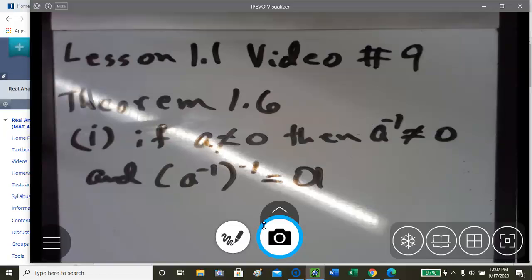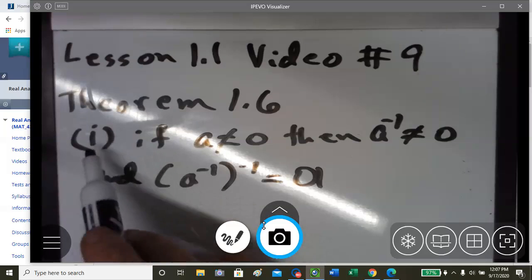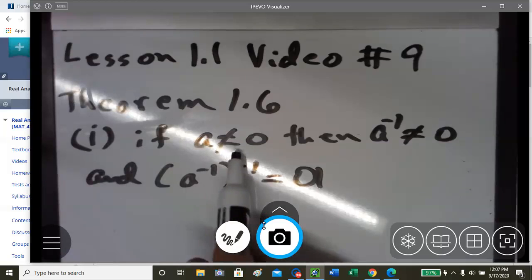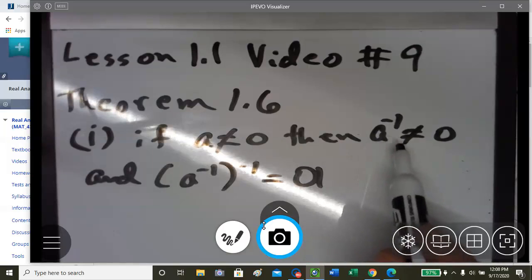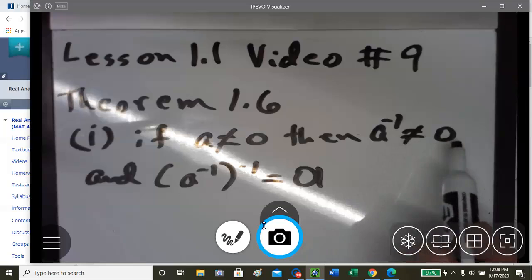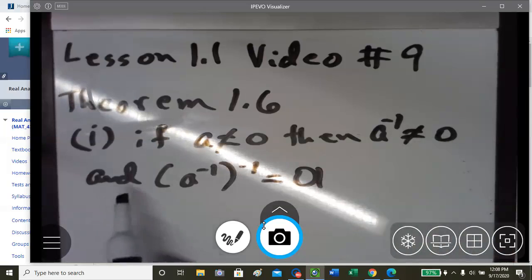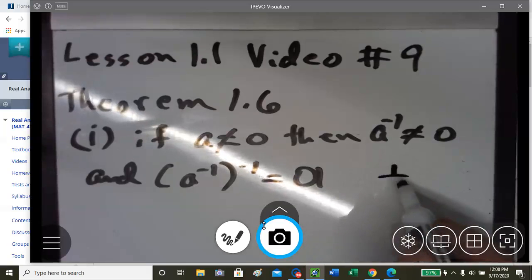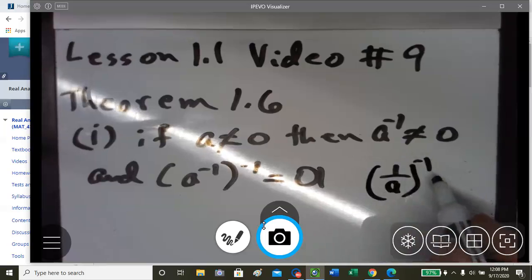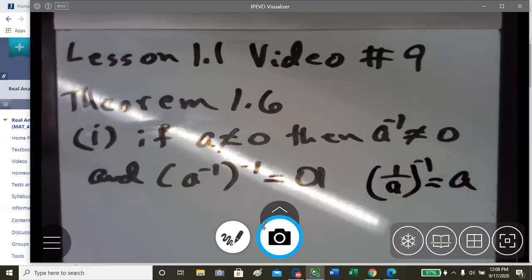Number 9, and we're looking at Theorem 1.6, and we're going to start with part I. If A does not equal 0, then its reciprocal, the reciprocal of A, does not equal 0, and the reciprocal of the reciprocal of A is equal to A. So basically, if we took A to the negative 1, made it 1 over A, the reciprocal of that is A.